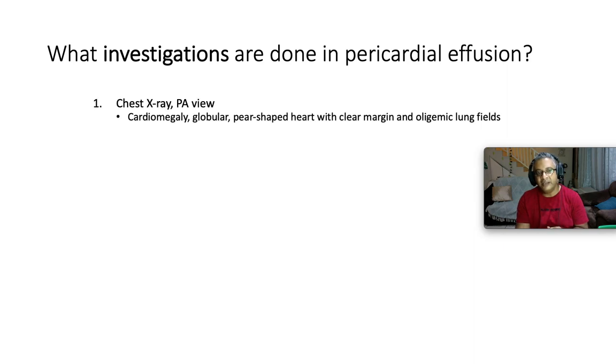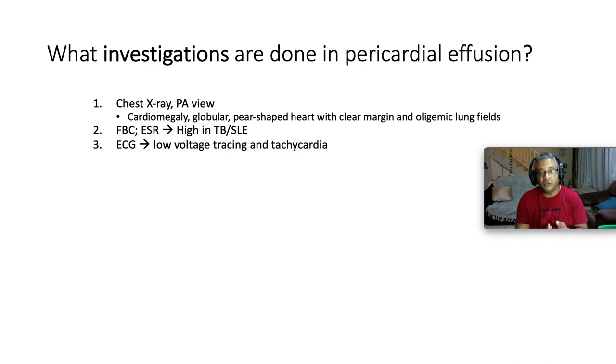How can you investigate pericardial effusion? A good place to start is with the chest X-ray, posterior anterior view. What you can see is cardiomegaly, a globular pear-shaped heart with clear margins and oligemic lung fields. You do your full blood count and your ESR. That's going to be high. If it's high, you're thinking about some inflammatory process. It can be infective, like maybe it's tuberculous pericardial effusion, or maybe it's lupus behind that.